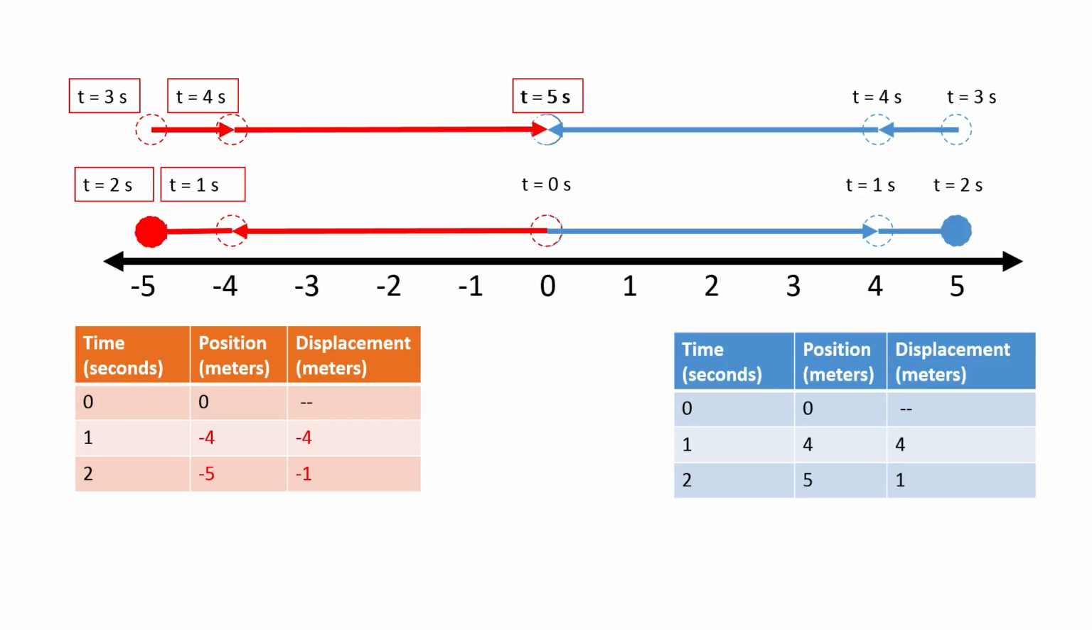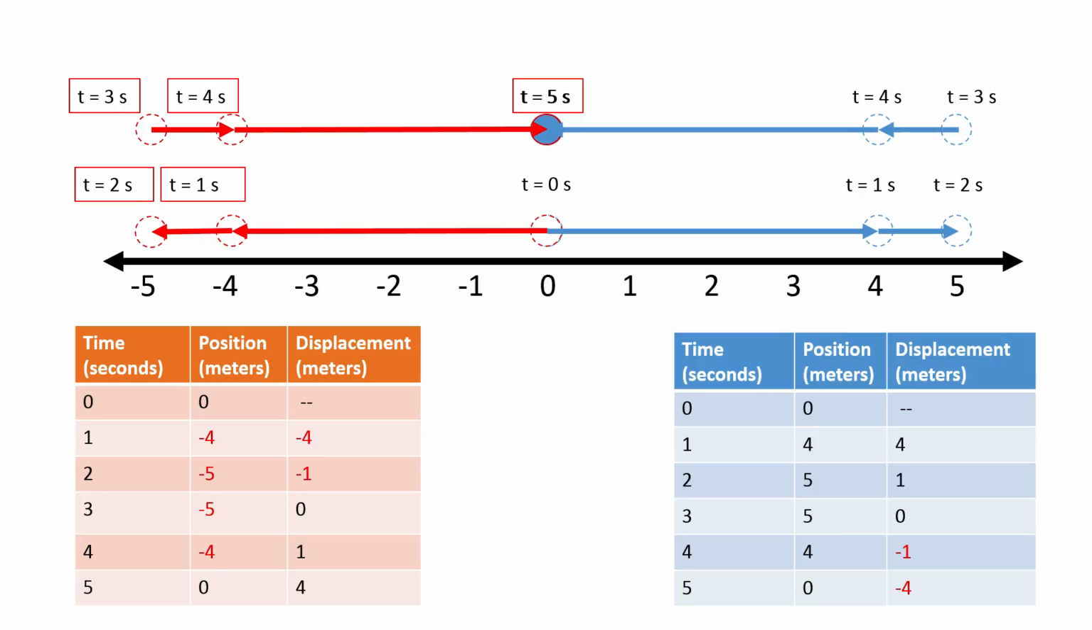If the position doesn't change, displacement is 0, because 5 minus 5 is 0. Objects move back to the origin. The positions were the same as they were before, but the displacements have switched directions. So the difference between position and displacement is that position tells me where an object is, whereas displacement tells me how it has moved.